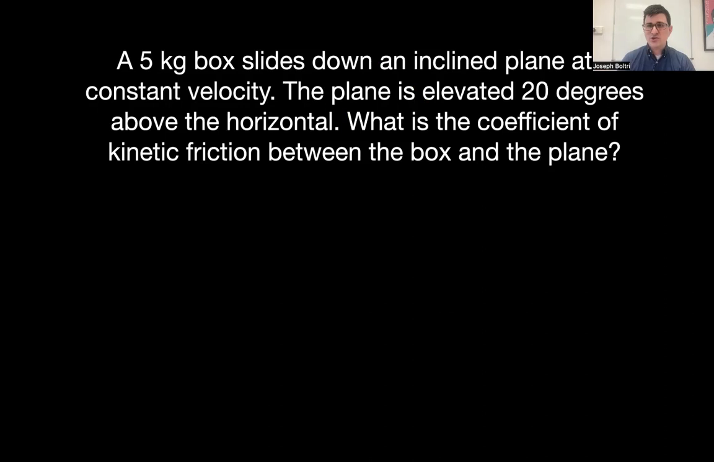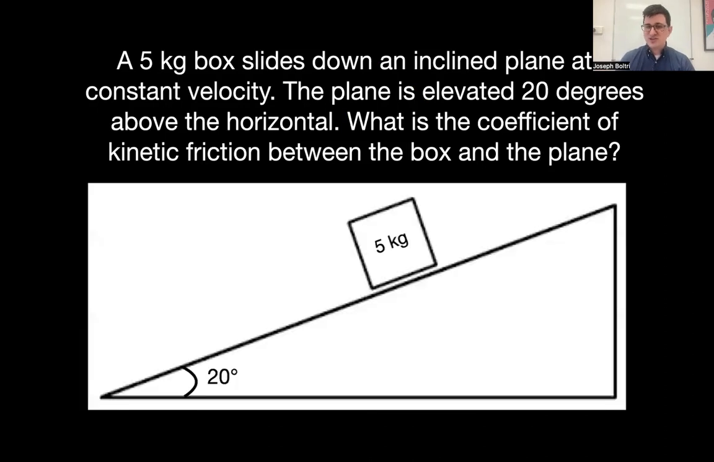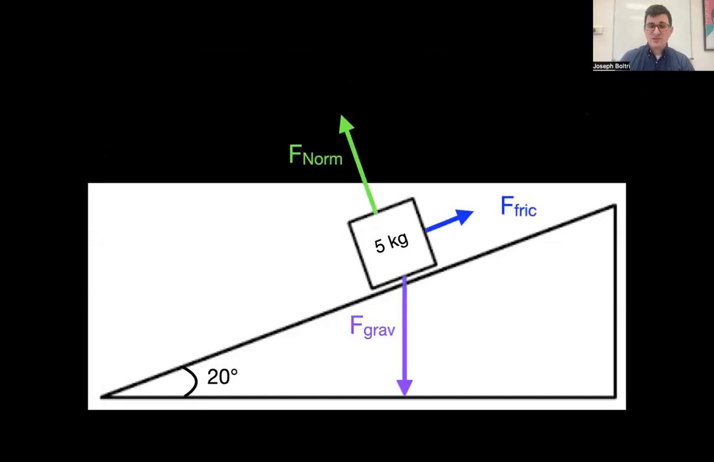So the first thing I think we should do with all of these problems is just sketch a nice little picture. We have a theta, an angle of 20 degrees, and we have a box that has a mass of 5 kilograms. On top of that, we can start to draw our forces. We know we have force gravity, force friction, and force normal. And because the box is moving with a constant velocity, we know that in all the directions, whether it's vertical, horizontal, perpendicular, parallel, all the directions, the forces have to be balanced.